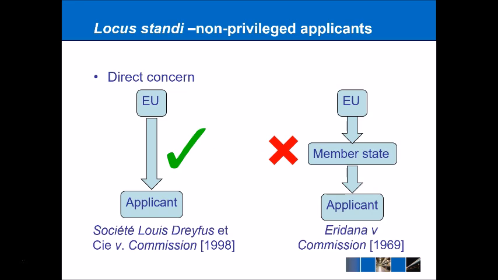On the right-hand side of the screen, we can see an example of where there isn't direct concern, because the EU has passed a piece of legislation, but there have been implementing measures taken by a member state before the applicant has actually been adversely affected by the piece of legislation. And so we can see in the case of Eridana and Commission from 1969, how in that instance the applicant was seen as not being directly concerned, because the member state had a degree of discretion in how the legislation was applied.